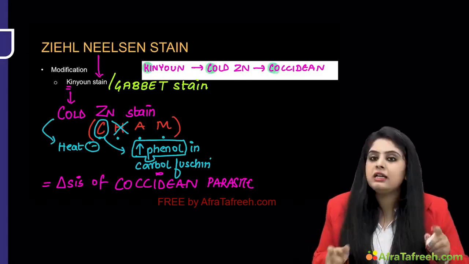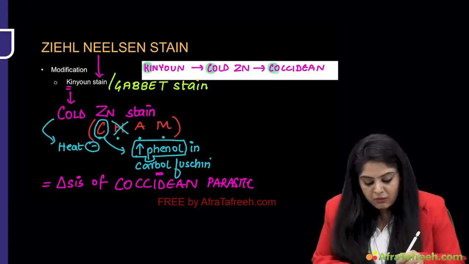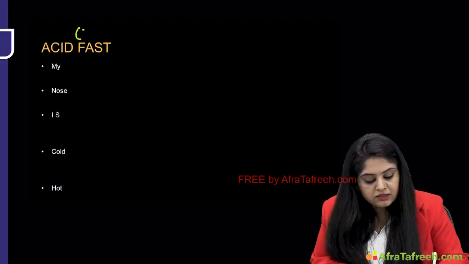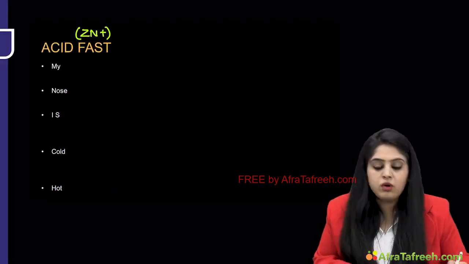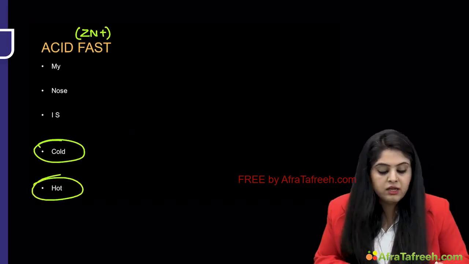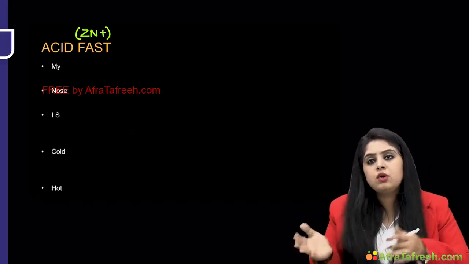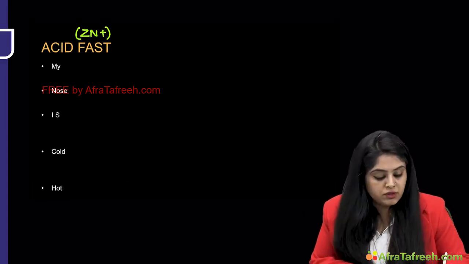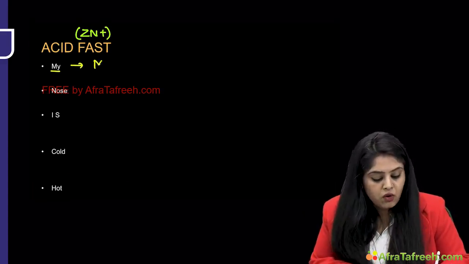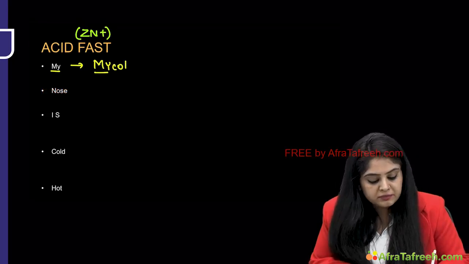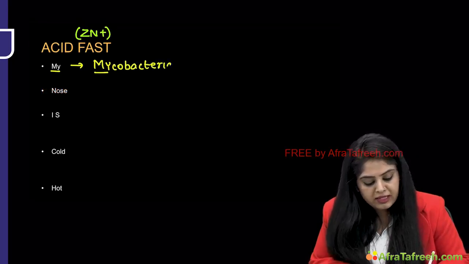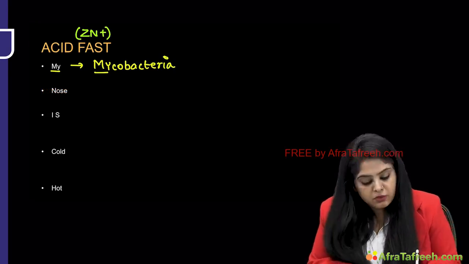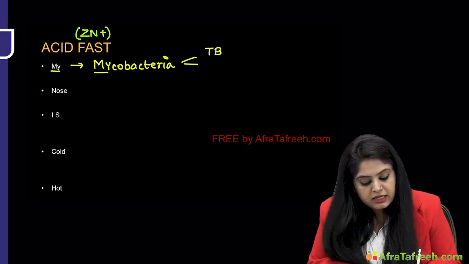Okay, all said and done. Now did you analyze why I made my mnemonic? What are all the things which are Zn stain positive? I said my nose is cold and hot. Why did I make this cold and hot mnemonic? Because Zn is all about heating and then not heating, all about hot and cold. So now tell me, what are all the things which are Zn positive? M stands for all the mycobacteria. When I talk about mycobacteria, what all mycobacteria come to your mind? TB comes to my mind, atypical TB also comes to my mind, and leprosy also comes to my mind.